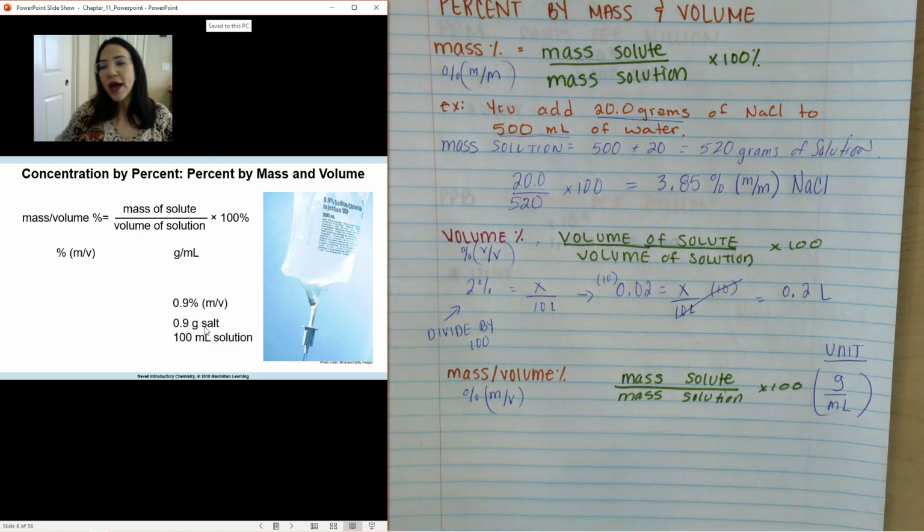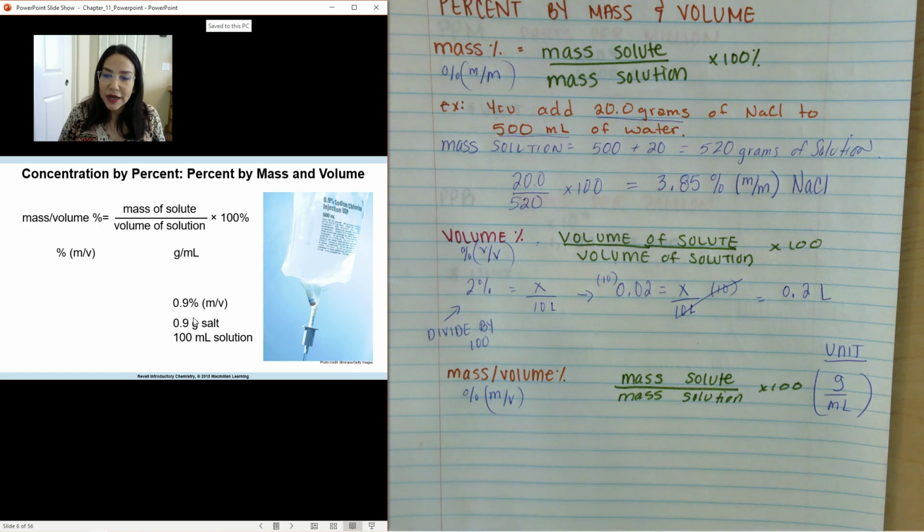So if we look at sodium chloride inside of those solutions that they give us when we're dehydrated, a saline solution, we have 0.9%. That's what it's made out of, 0.9% of salt inside of your saline solution. And we want to know, how much of your salt is that actually giving you? Well, 0.9% is a number over 100.